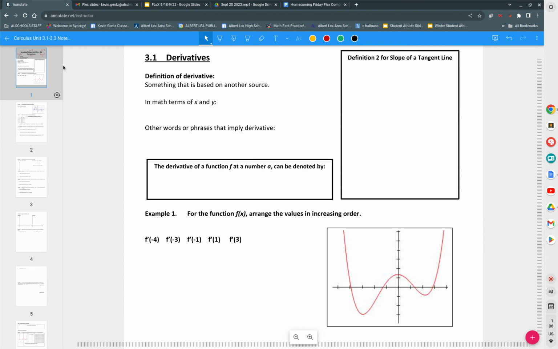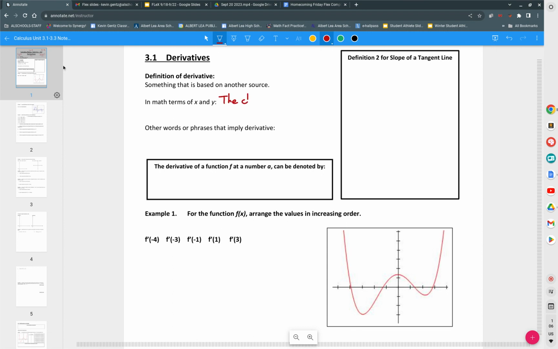So, what is the definition of a derivative? A derivative is something that is based on another source. That's the definition. We derive something, we take something from something else. So in terms of x and y, it's this.